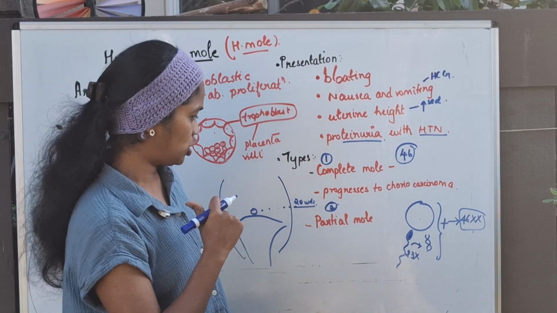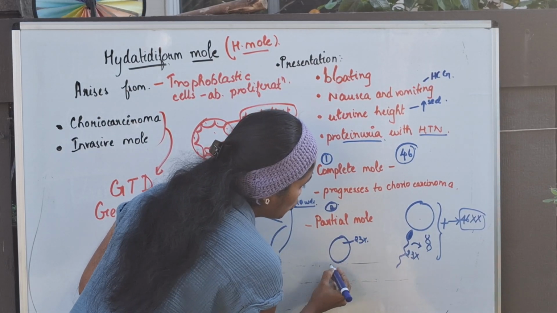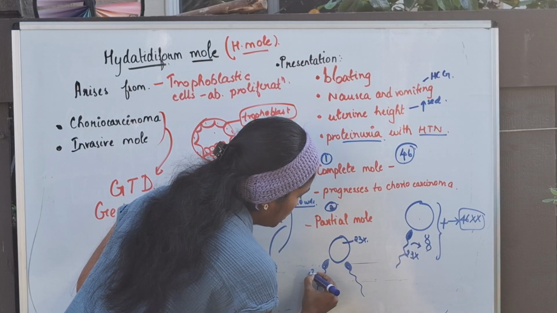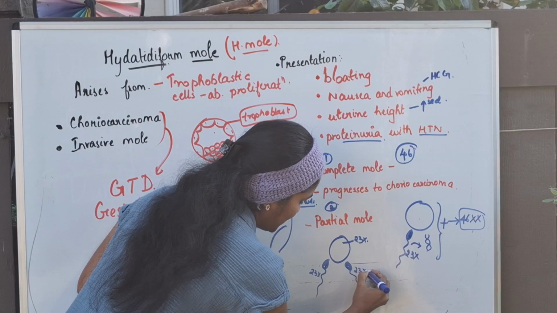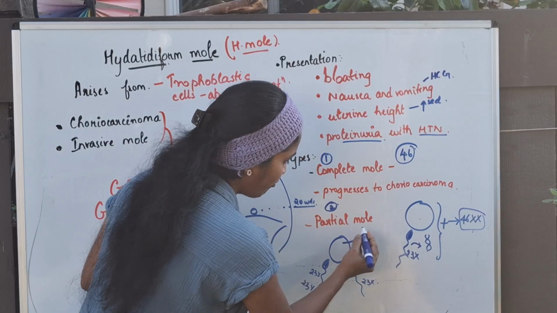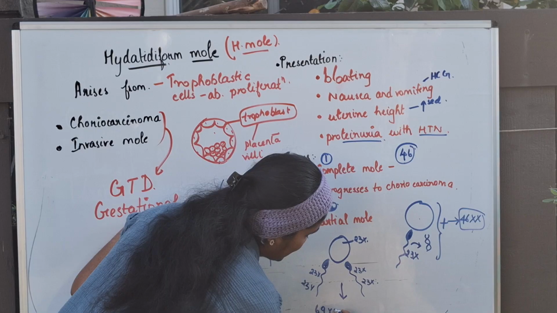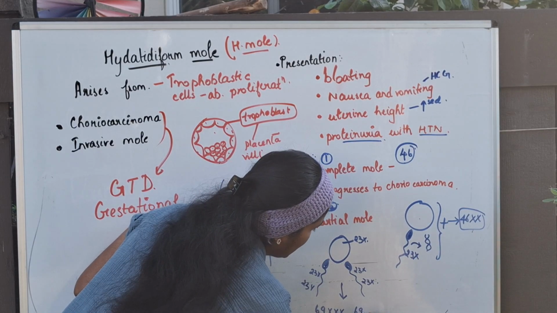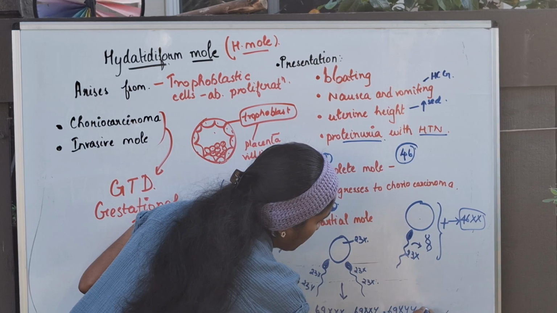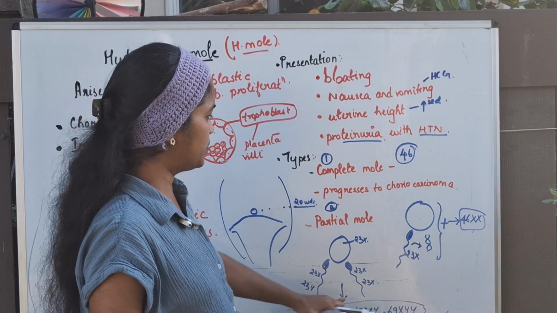Now let's see what a partial mole is. In partial mole, we have an ovum which has 23 chromosomes, and it can be fertilized by two sperms. So it can be either 23X or 23Y and 1X. Finally we can have any of the combinations: 69XXX, 69XXY or 69XYY. So any of these combinations can present as partial mole. So this is about the partial mole, and that was about the complete mole.